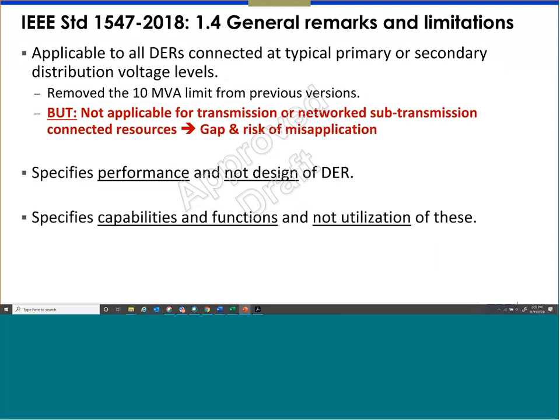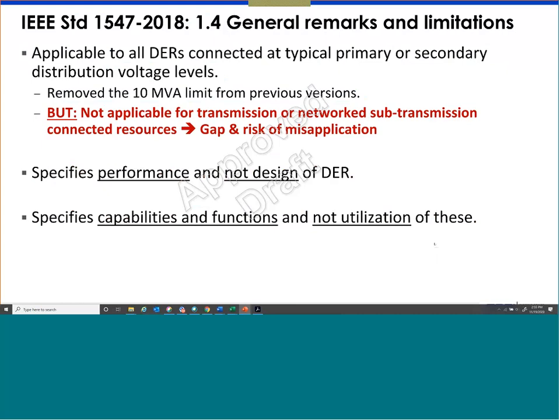And I already mentioned that this is not for the transmission connected system. And the third bullet, I should have removed this draft watermark. It's no longer draft. This third bullet is important. It specifies capabilities and functions and not utilization of these functionalities. Utilization is still up to the utilities.